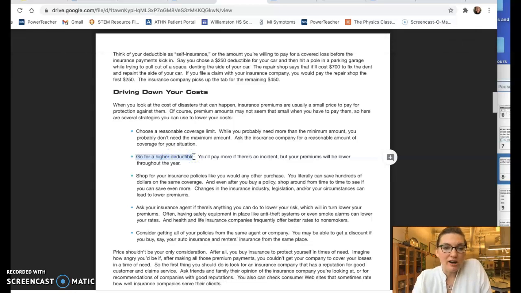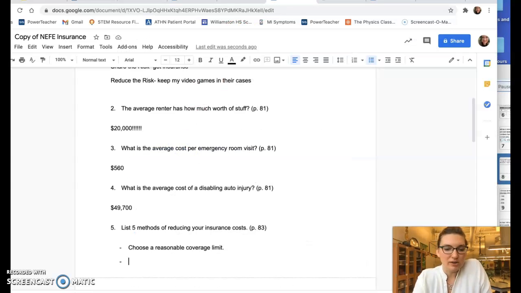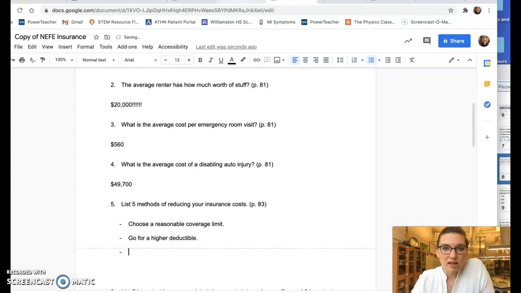Okay, so a higher deductible means that you are going to pay more up front. So like my deductible on my health insurance, I think, is like $2,000. So we have to pay for sure, like if we go to the emergency room, we're going to have to pay $2,000 of that. And then after that, insurance is going to cover it. So the higher the deductible, the more you pay up front, but the less you pay per month. Okay, what's the next one?